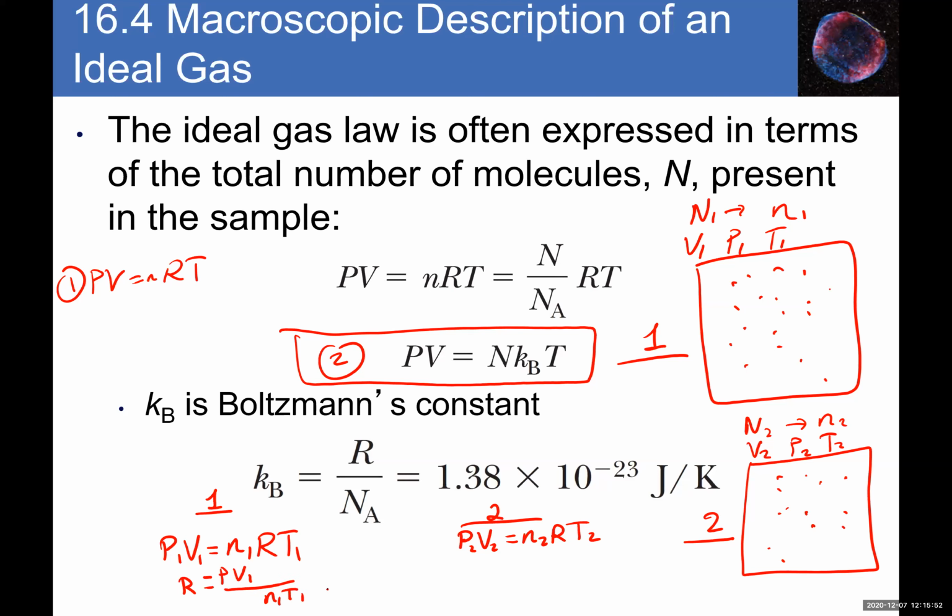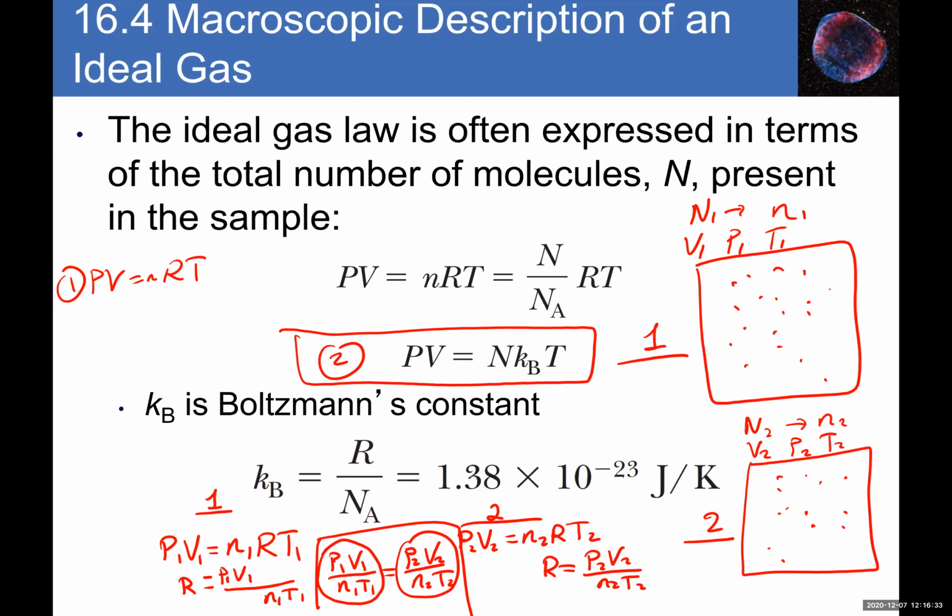So R equals P1 V1 over N1 T1. In equation 2, R is equal to P2 V2 over N2 T2. Well, that means those two are also equal to one another. That means I can write P1 V1 over N1 T1 is equal to the ratio P2 V2 over N2 times T2. Using this ratio for state 1 and that ratio for state 2, I can cancel things, factor out, and eventually find some of the unknowns.